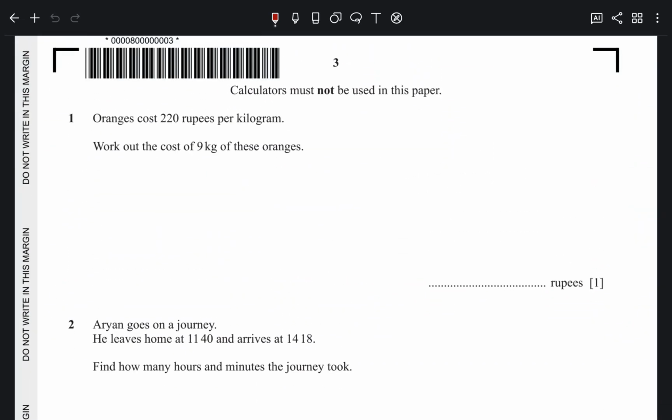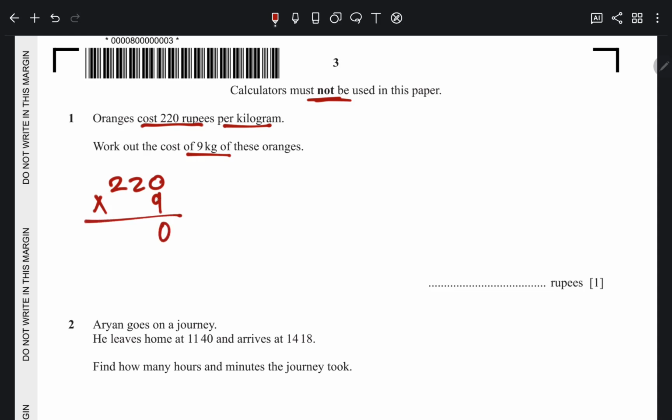So here's number 1. Remember, calculators must not be used in this paper. That is why I'm not using a calculator. We don't even have that option. So let's go ahead. Now here it says an orange costs 220 rupees per kilogram. Once they say that, it means 1 kilogram will cost 220 rupees. Be careful on that one. Now they said, what is the cost of 9 kilograms? 1 kilogram is 220. So we obviously need to multiply 220 by 9. So you're going to say 220 by 9 like this, so that you can be able to calculate.